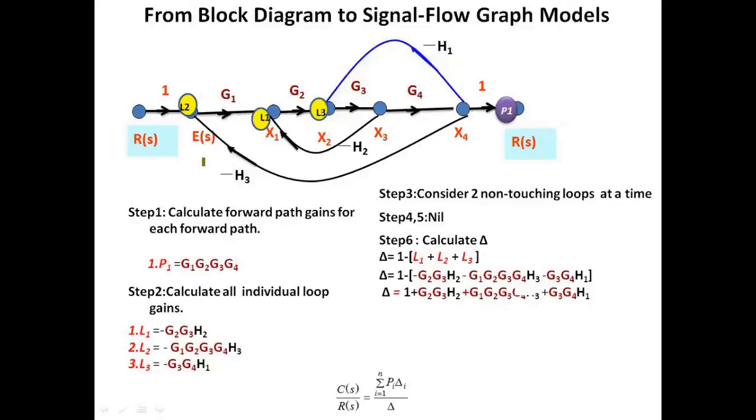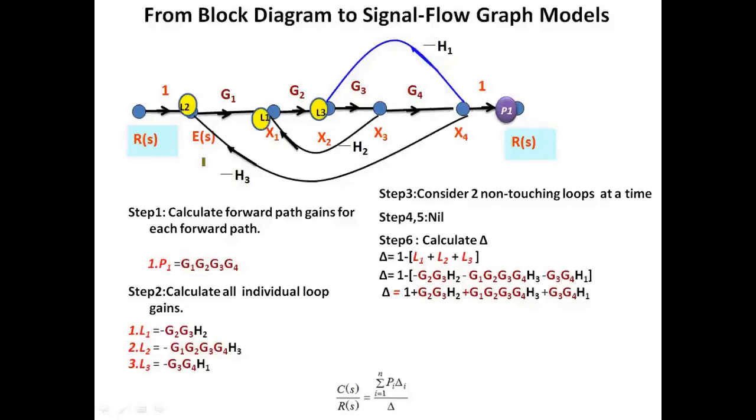Moving on to the next step, which is to calculate delta. The formula for delta is 1 minus the sum of all individual loop gains. So we have three individual loop gains. The formula is written as delta is equal to 1 minus of L1 plus L2 plus L3, where L1 is equal to minus G2, G3, H2, L2 is equal to minus G1, G2, G3, G4, H3, and L3 is equal to minus G3, G4, H1. Simplifying delta, we get 1 plus G2, G3, H2 plus G1, G2, G3, G4, H3 plus G3, G4, H1.